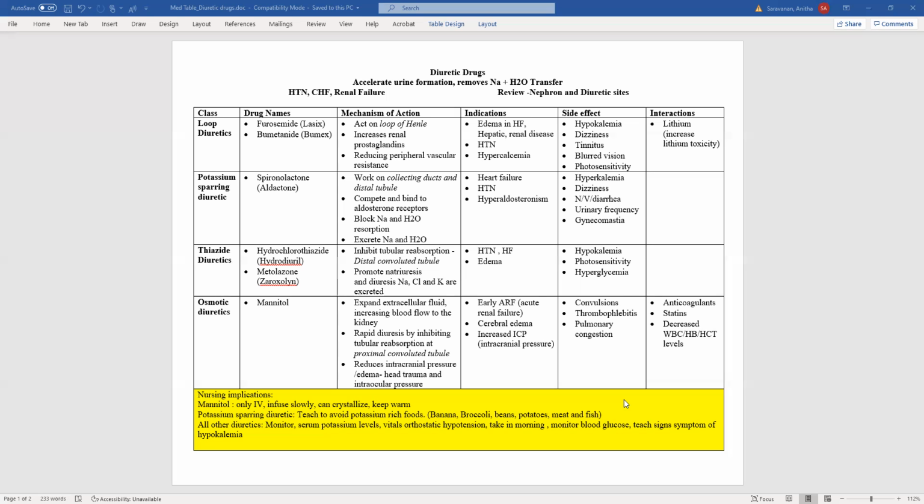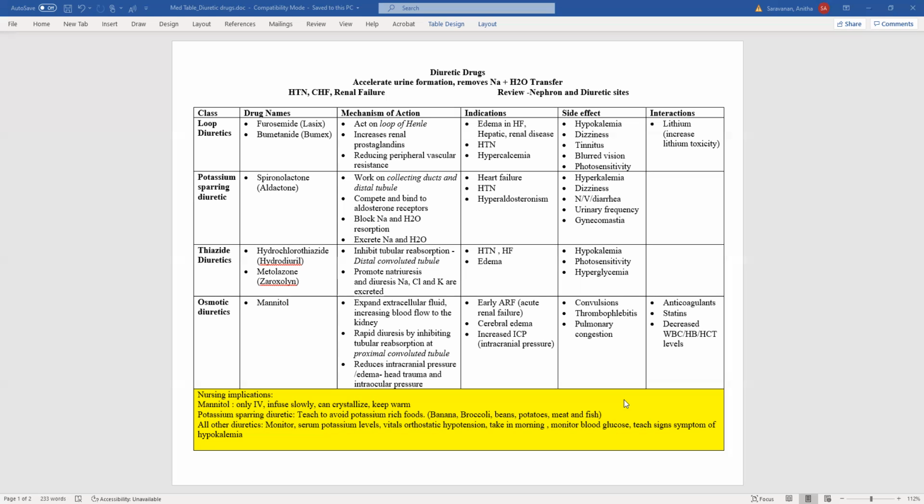Also remember that wherever sodium goes, water goes with it. There are some medications that try to prevent that. Again, osmotic diuretics help with removal of water and not the electrolytes, but that is not so in the case of loop diuretics, potassium-sparing or thiazide diuretics.